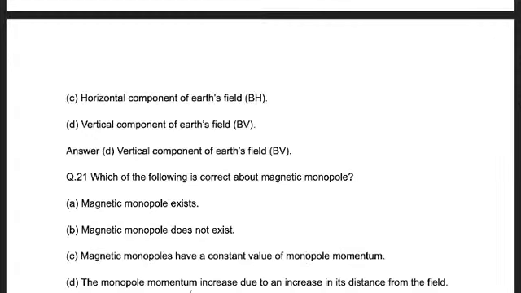Question number 21. Which of the following is correct about the magnetic monopole? A. Magnetic monopole exists. B. Magnetic monopole does not exist. C. Magnetic monopoles have a constant value of monopole momentum. D. The monopole momentum increases due to an increase in its distance from the field. Correct. The answer is B. Magnetic monopole does not exist.